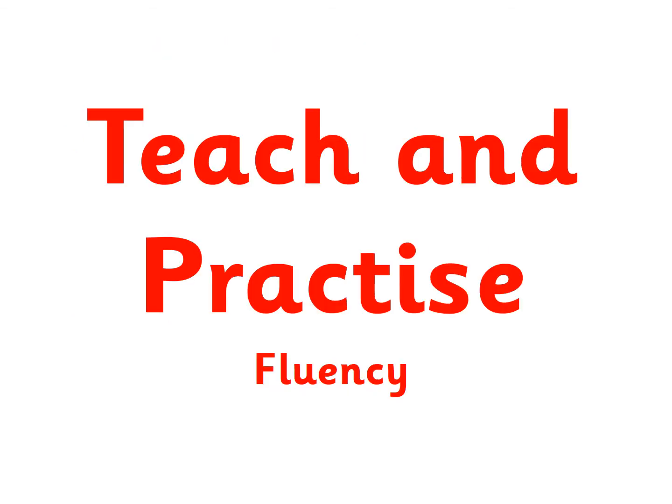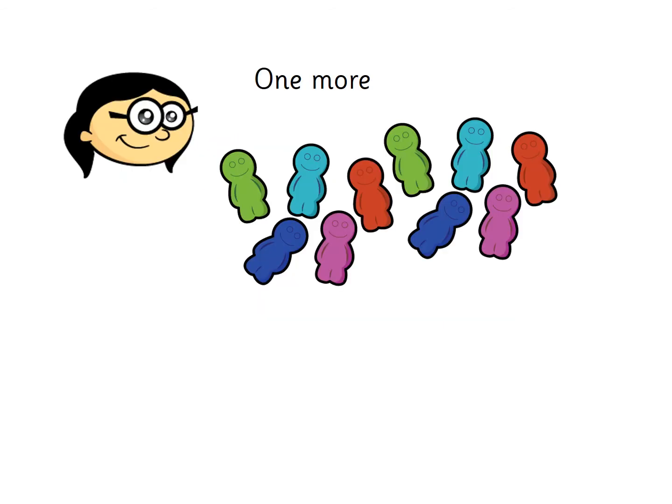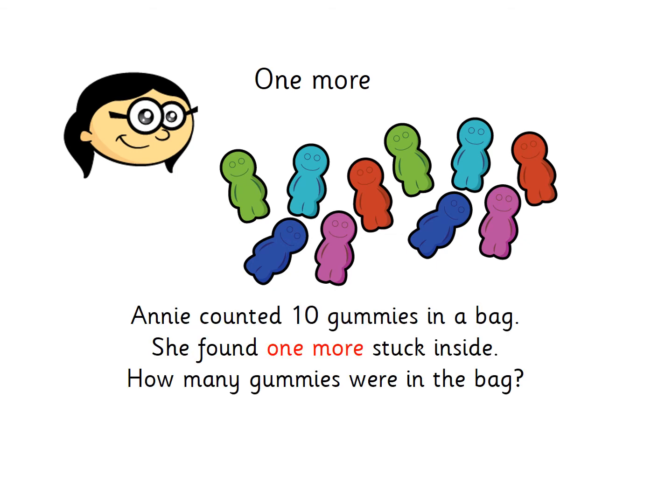Let's move on. So we're going to be practicing one more and one less. So first, let's have a look at this girl. She's got some gummy sweets. She's got some gummy bears there. So let's have a look. She says she's counted 10 gummies inside her bag. She's called Annie. Give her a wave. Hi, Annie.